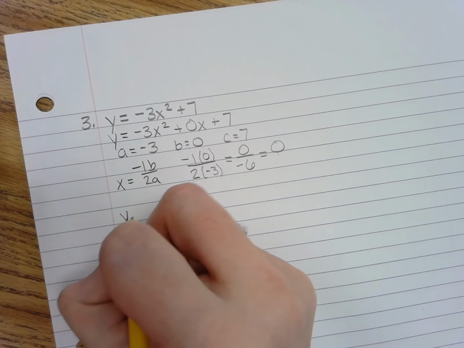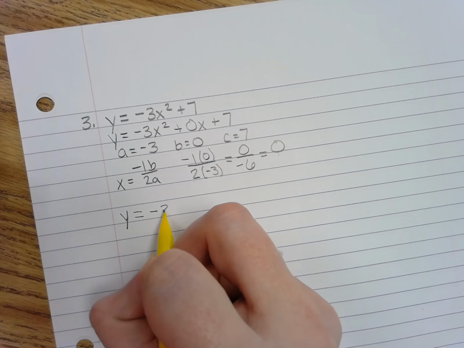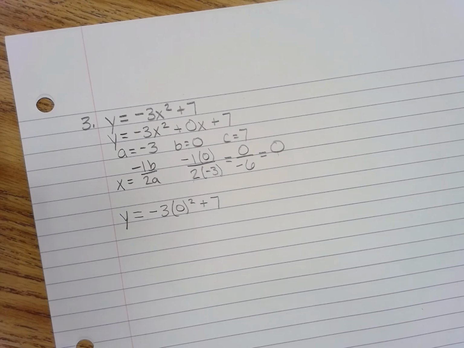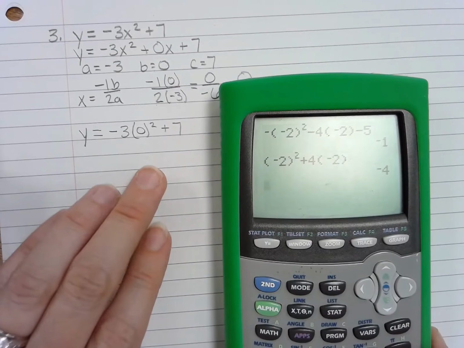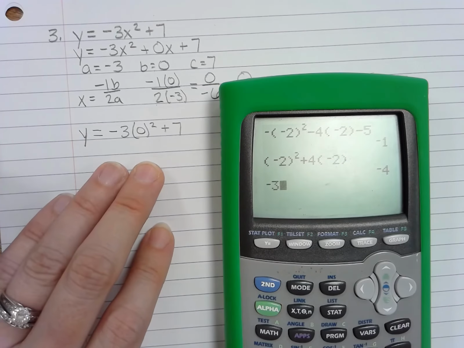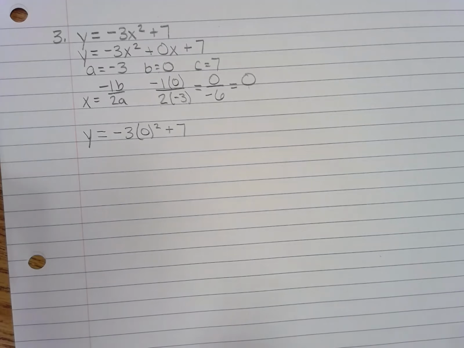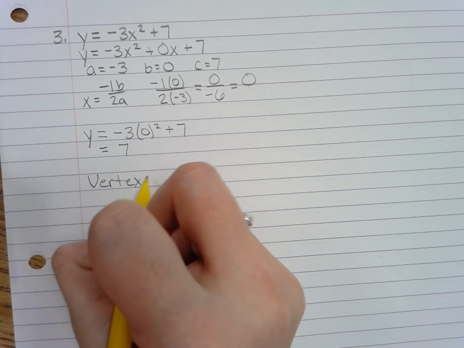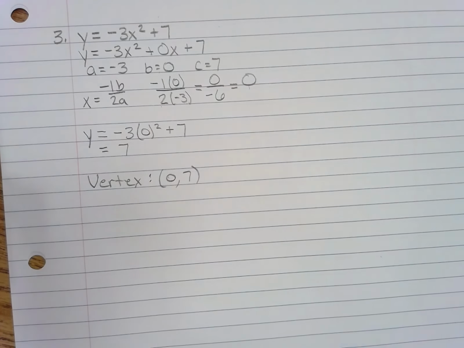So let's find our y value for our vertex. Going back to our equation in standard form, plug in your x that you just solved for. So again, you can use order of operations to solve, or go to your calculator and type in exactly what you have. So negative 3 times 0 squared plus 7, and that's all worked out, it equals 7. So for our vertex, we will have an x, y ordered pair, 0, 7.